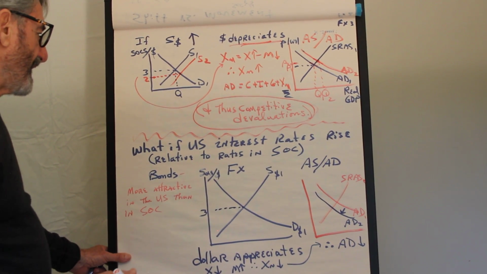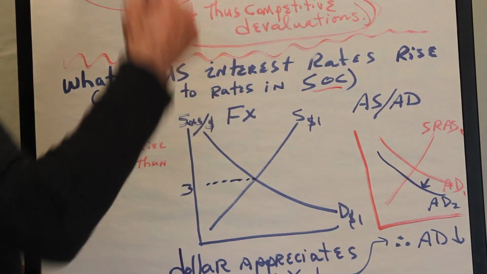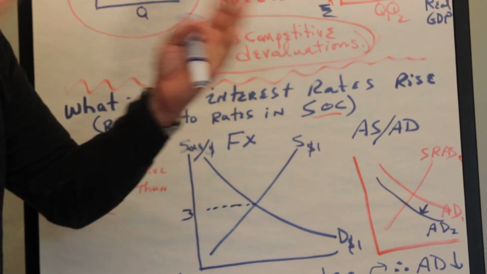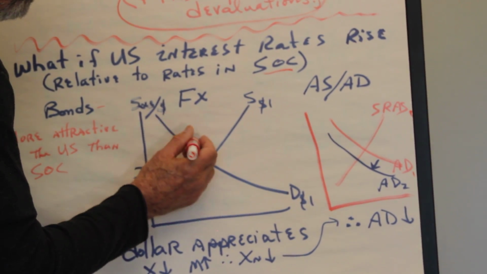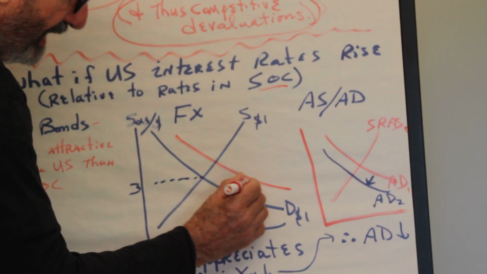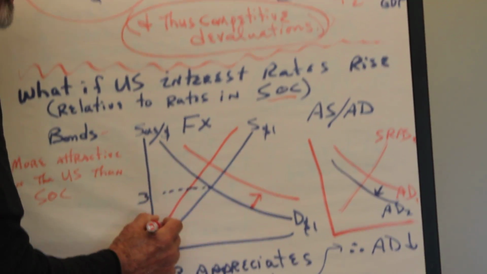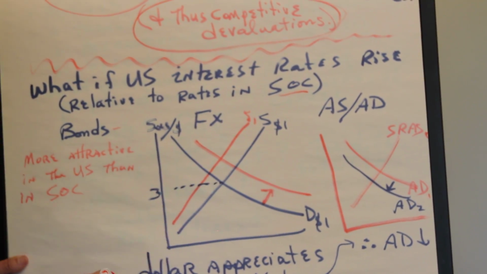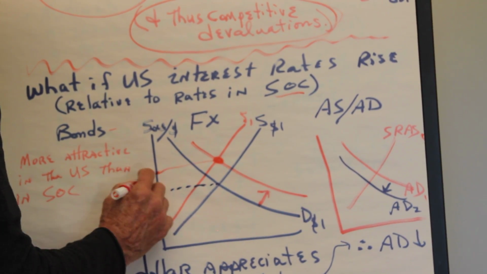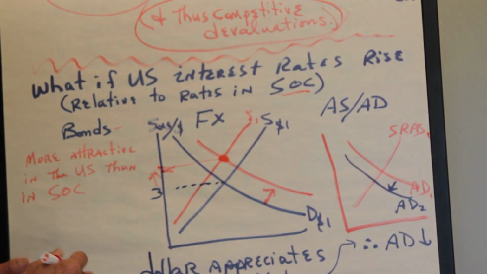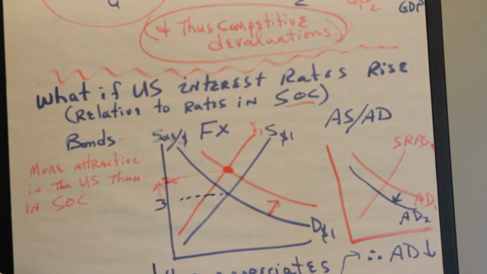Okay, what if interest rates rise relative to rates in SOC? That is, U.S. interest rates are higher, and the yields on our bonds or other investments is higher than in SOC. Well, if that's the case, SOC people are going to want to buy more U.S. goods, services, or assets, and that's going to cause the demand for dollars to rise. And Americans are going to want to buy fewer SOC assets. They'll keep their money home and invest in this country. So the supply of dollars in the foreign exchange markets will decrease, and that causes the U.S. dollar to appreciate. And when the dollar appreciates, our net exports goes down and aggregate demand shifts left.